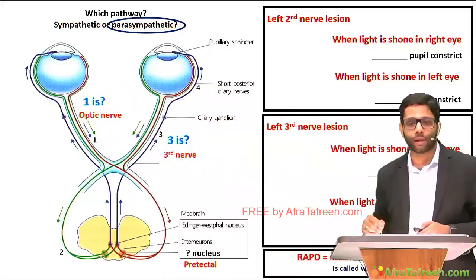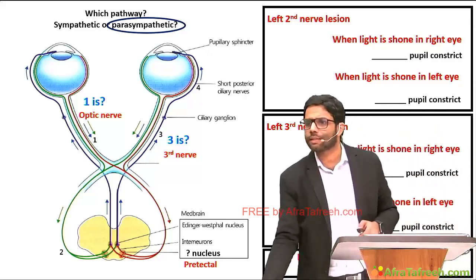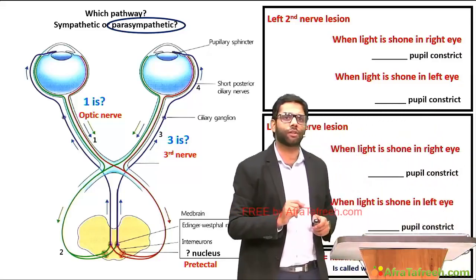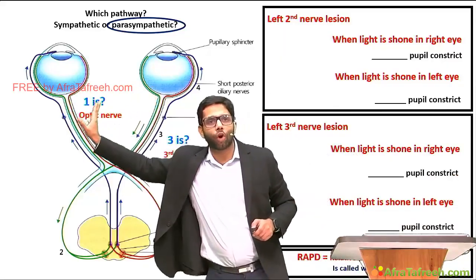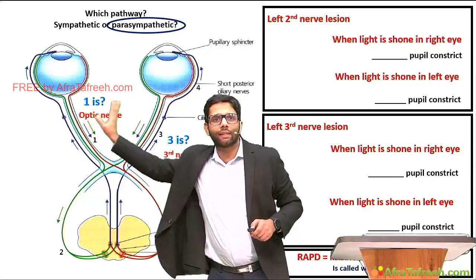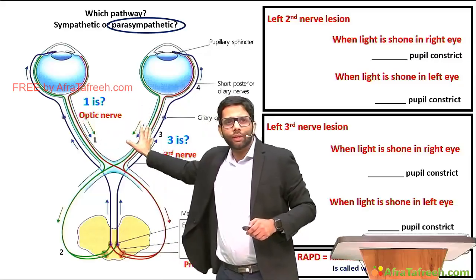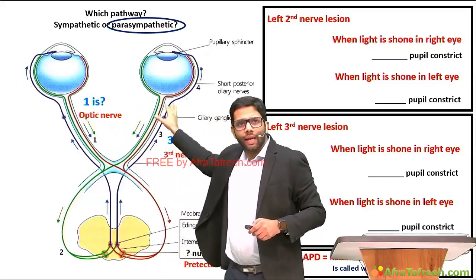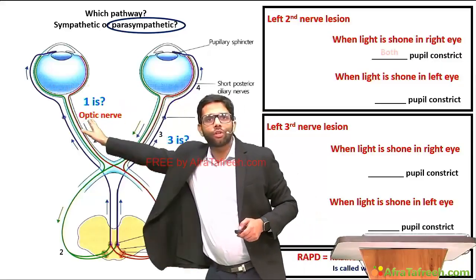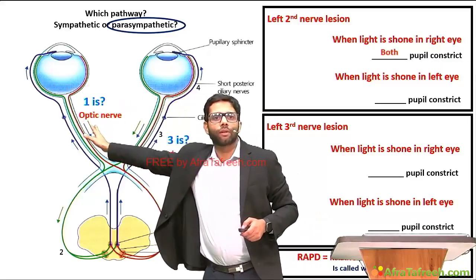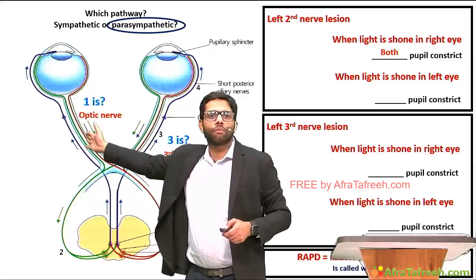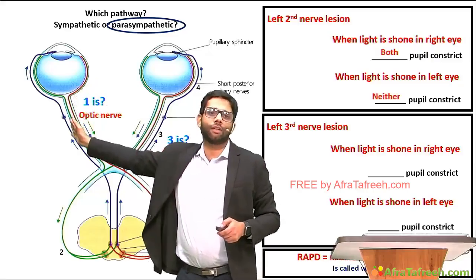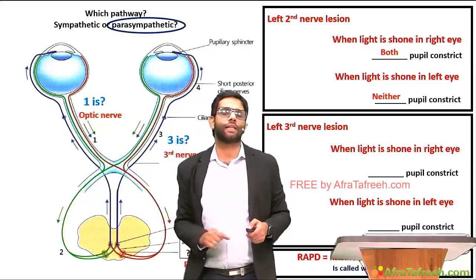Now a clinical point. This is the right, this is the left. If there is a left optic nerve lesion and you show light in the right eye, that is okay. The right eye optic nerve and third nerve are okay. The right eye will constrict, the left eye will also constrict. Both will constrict. But if you throw the light in the left eye, the afferent has the problem, then neither eye will constrict. That is seen in optic nerve lesion.